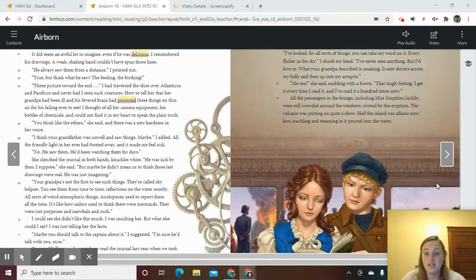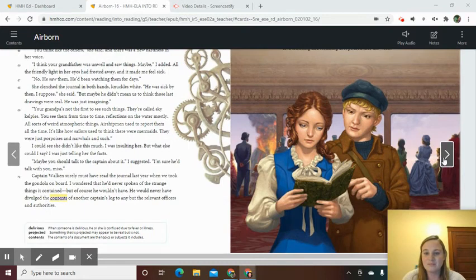All the passengers in the lounge, including Miss Simpkins, luckily, were still crowded around the windows, riveted by the eruption. The volcano was putting on quite a show. Half the island was aflame now, lava crackling and steaming as it poured into the water.